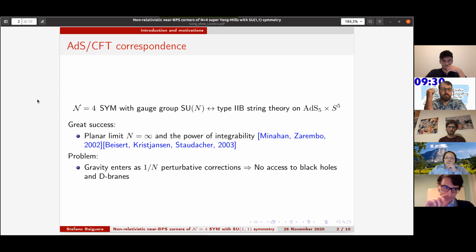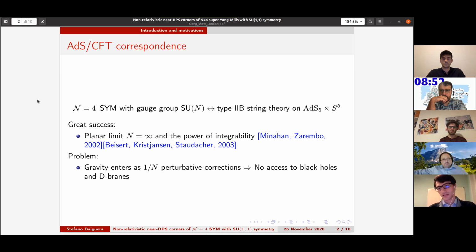In particular, one of the greatest successes that is very clear for this audience is that in the planar limit N equal to infinity, the power of integrability allows us to find a description in terms of a spin chain that is able to find relations between the bulk and the boundary and obtain powerful results. But one of the problems of this approach is that gravity enters only via 1 over N perturbative corrections, and so we don't have access to non-perturbative phenomena like black holes and D-branes.